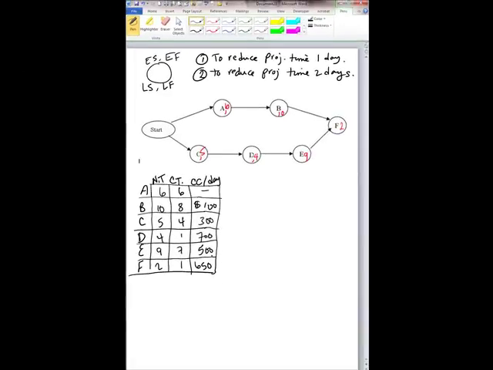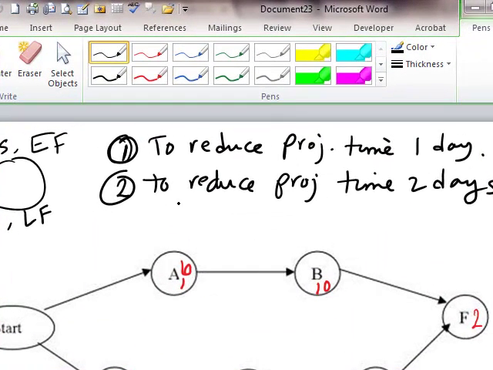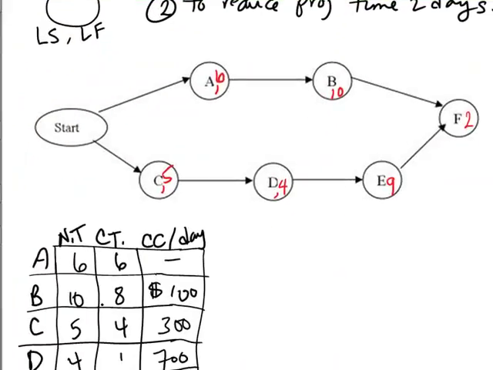The task ahead is to decide which activities must be crashed to reduce project time 1 day, and what activities must be crashed to reduce project time 2 days. To start, we will use the normal times, which I have indicated inside each node. Let's work the network forward.